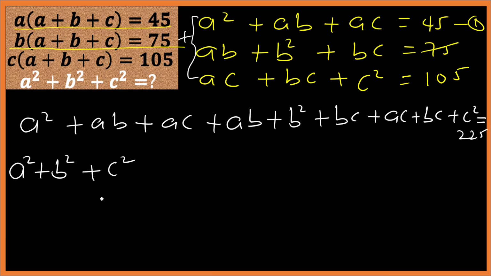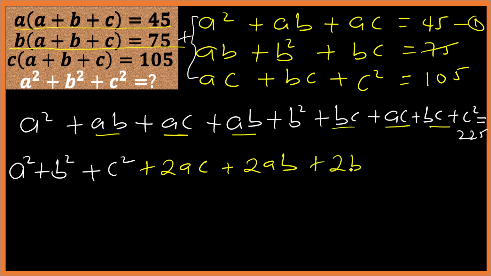Okay, good. Now let's observe something. So we have AC, so that would be plus 2AC. Okay, then we have AB, 2AB. Okay, then we have BC, 2BC equals to 225.